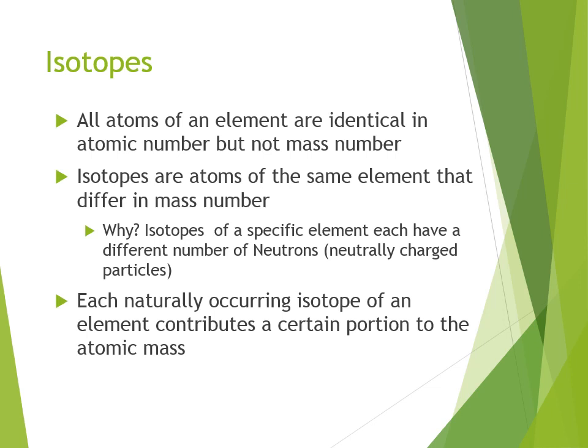However, out of all those carbon atoms with 6 protons, the mass number can change. So we can have carbon atoms with different masses. And this is because the neutrons are changing. So if the neutrons change, the mass number is going to change. Because remember, mass number is neutrons plus protons. Each element on the periodic table has naturally occurring isotopes. So they will have more than one isotope, so different atoms with different mass numbers.